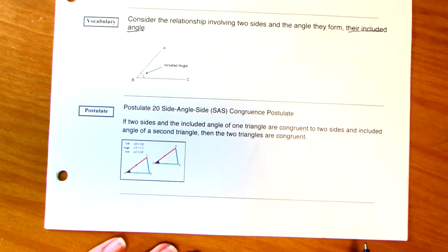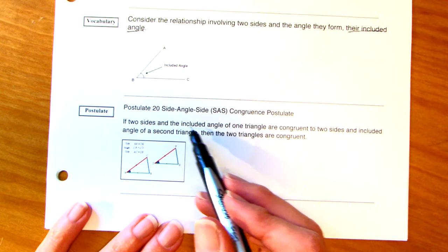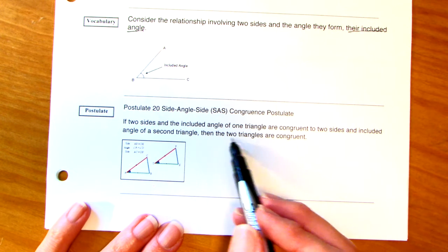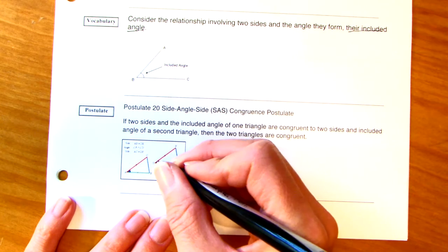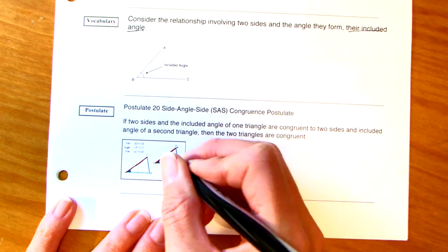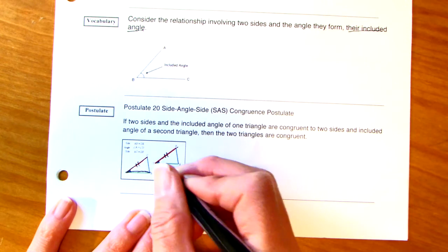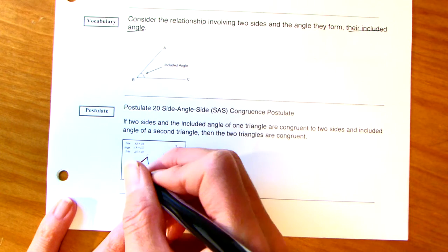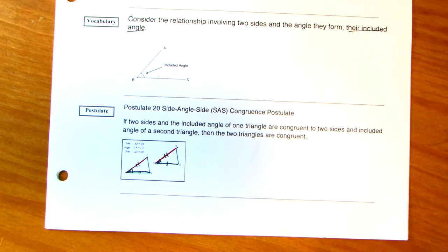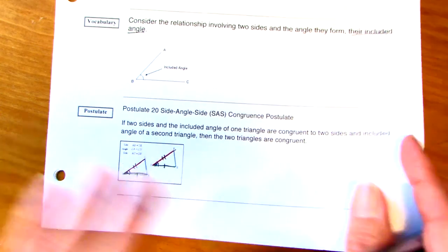Postulate 20, the side-angle-side congruence postulate, says if two sides and the included angle of one triangle are congruent to two sides and the included angle of another triangle, then the two triangles are congruent. So basically what you need is this side congruent to this side, this side congruent to this side, and then their included angle. So we have side, angle, side. All right, let's move on.